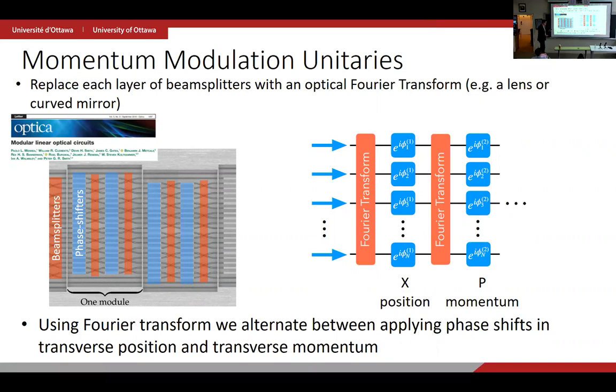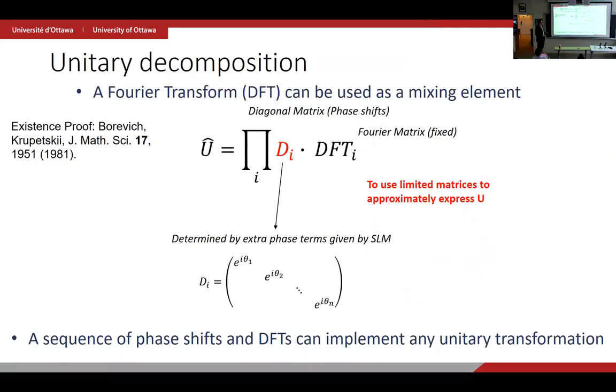And it turns out, the question is, is that enough? It seems like it could be enough, but is it enough? Well, it was proven all the way back in 1981, in terms of a discrete space, a DFT, that you can decompose any unitary matrix into these interleaved diagonal matrices of phase shifters and then these DFT matrices. So this was proven a long time ago, but it was an existence proof.